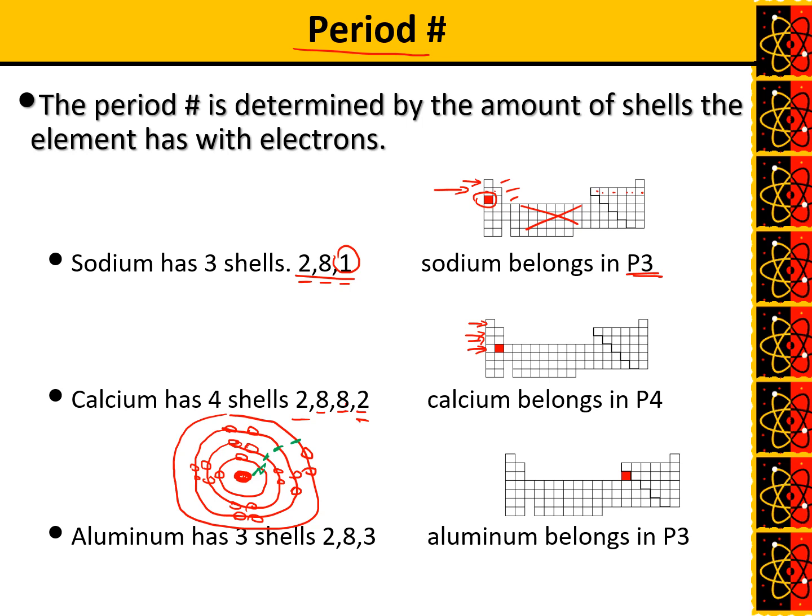And in the case of aluminum, again, it has 1, 2, and 3, so it belongs in period 3. You can see that aluminum is in period 1, 2, and 3. It belongs in this period. It has 2 electrons in the first level, 8 electrons in the second level, and 3 electrons in the last one.